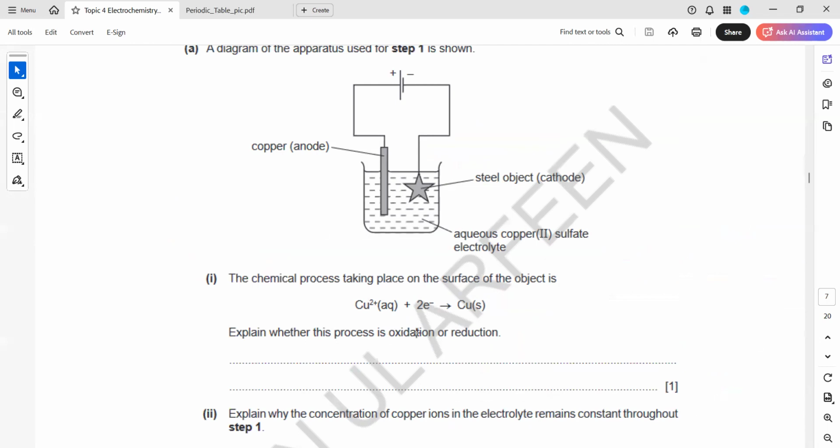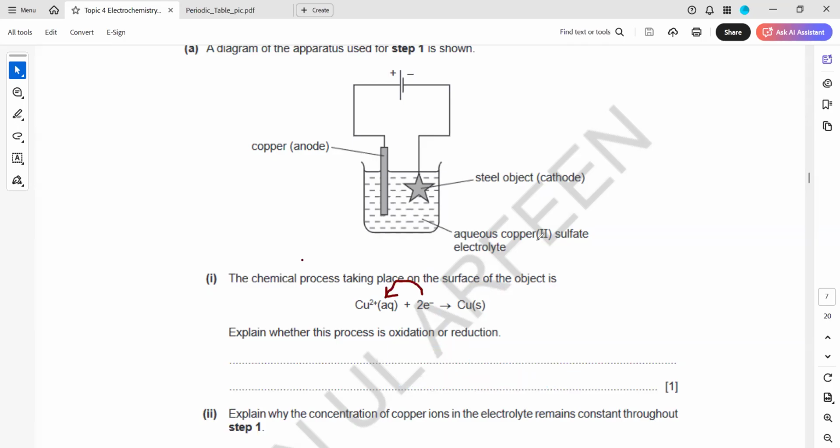Explain whether this process is oxidation or reduction. What is this change? Is it oxidation? Reduction. This is a reduction because it's a gain of electrons, because a copper ion gains electrons.